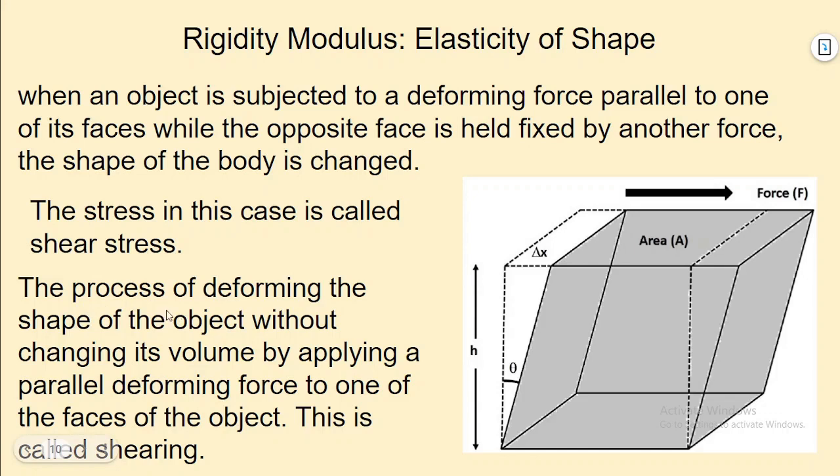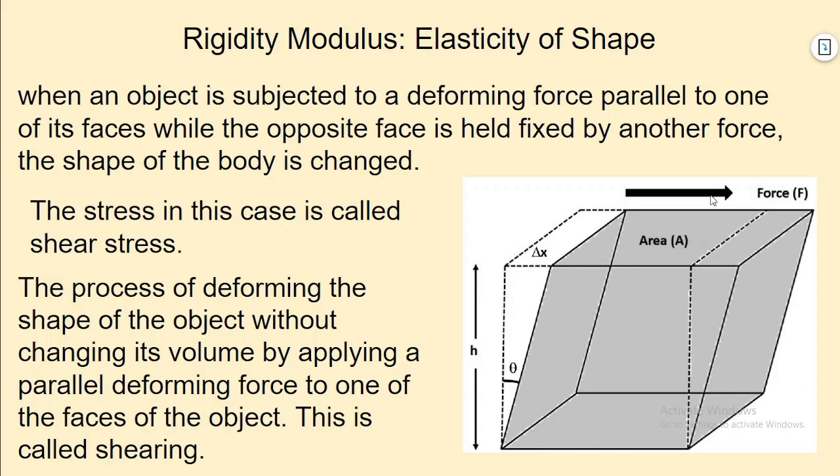The process of deforming the shape of an object without changing its volume, by applying a parallel deforming force to one of its faces, is called shearing. Here we should understand that there is no change in the volume, only the shape gets deformed, that is, the body gets sheared. Now let us apply Hooke's law in this case.